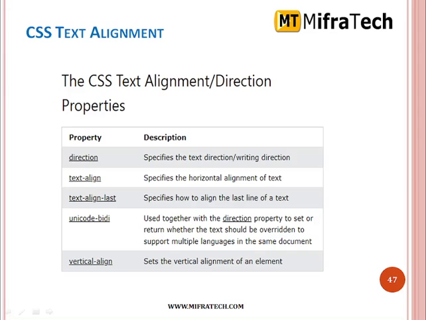Unicode-bidi, we don't use this much. Most probably you use it together with the direction property to set or return whether the text should be overridden, to support multiple languages in the same document. Vertical-align sets the vertical alignment of an element.